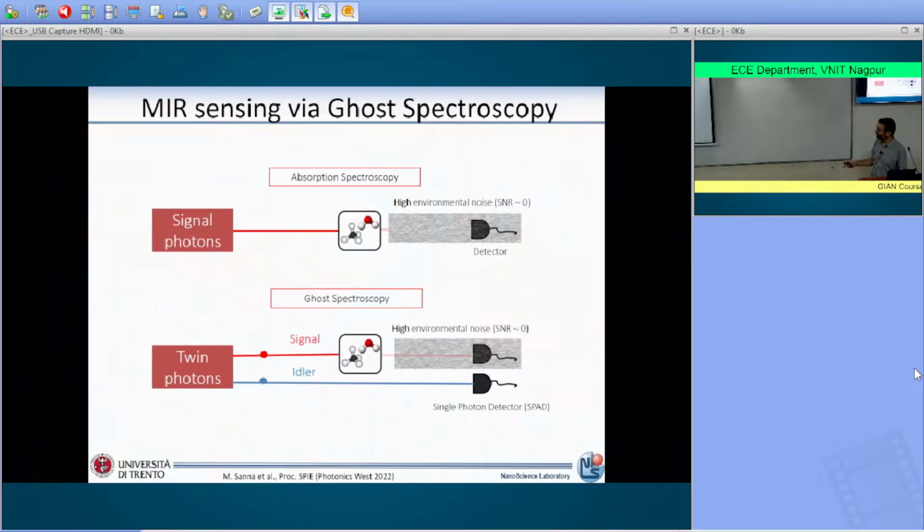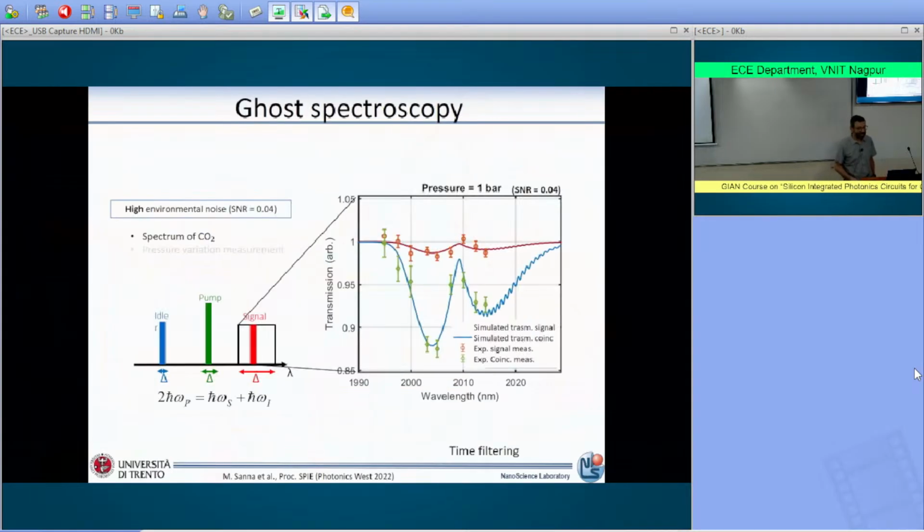So here you have detection in the presence of a large noise. On the other side, in the ghost spectroscopy measurements, this arm here is exactly the same. However, what we are doing is measuring the idler photon, meaning the photon that is not affected by the noise. And by using the ghost approach, we can get a time filtering as well as a spectral information translation onto the photon that we are measuring. So let us see the result.